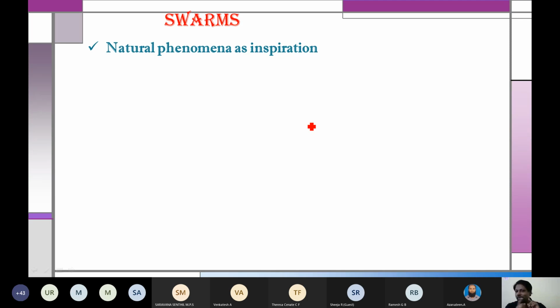The same thing, if I take other organisms, for example birds: when they are flying, you can see they maintain equal distance between each and every one, and they fly at the same velocity. That is actually the inspiration for PSO, particle swarm optimization, because PSO was created with respect to birds. They fly at the same velocity and maintain the same distance, but there is no rule written for that. That is the inspiration we get from them.